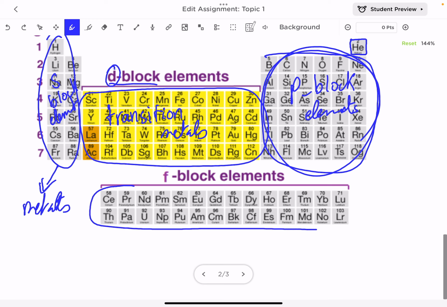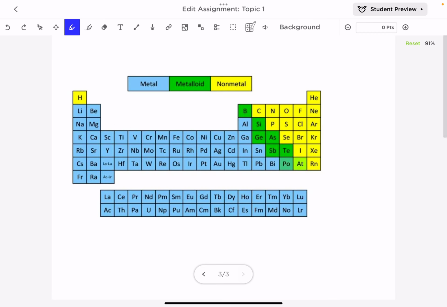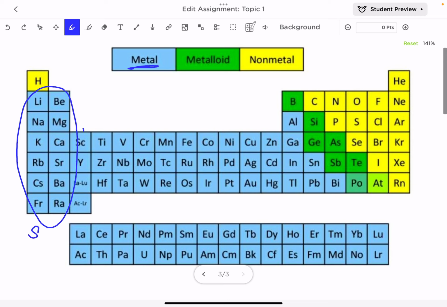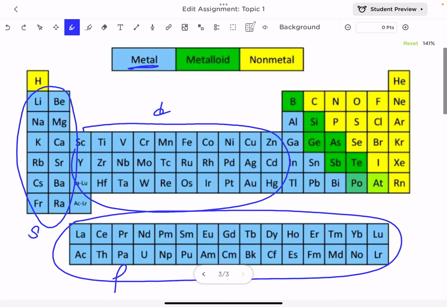And those two lines below the periodic table are the f block elements. So their configuration ends with f. The last thing we write is f, and these are the inner transition metals. Now, one more thing. Here's a table showing in blue the metals, which is s block, excluding hydrogen. All the d and all the f are metals, and some part of the p.